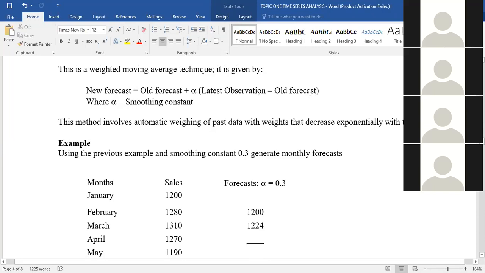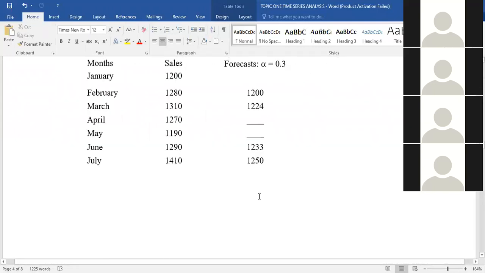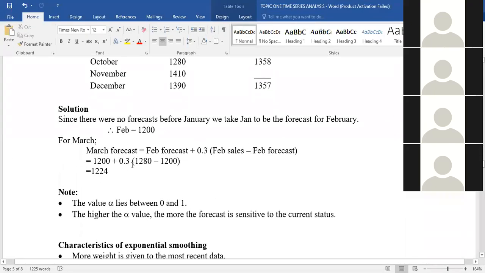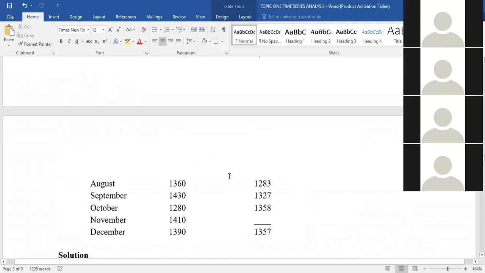What do you get? Of course, the answer is there. So you can see what is happening. This is the working. We are taking the old forecast plus our smoothing constant, 0.3, then we take the latest, we less the old forecast. We are getting 1224.